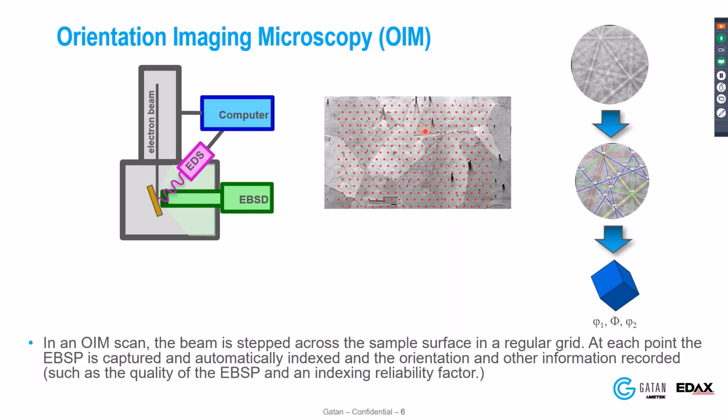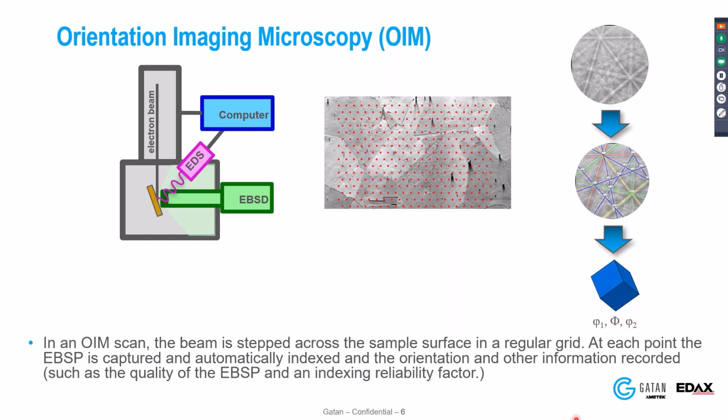And then we determine a step size. How often do we want to sample the analysis surface and collect a pattern? And at each point, we collect the pattern, we do some processing, and we determine the crystal orientation. I'm showing that here with a little unit cell representation, but we represent it numerically. These are three Euler angles.